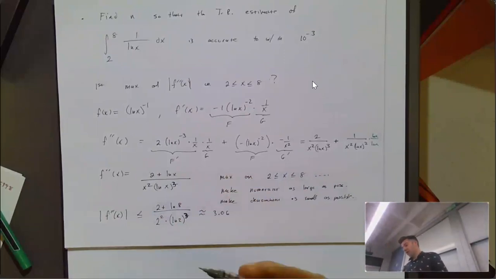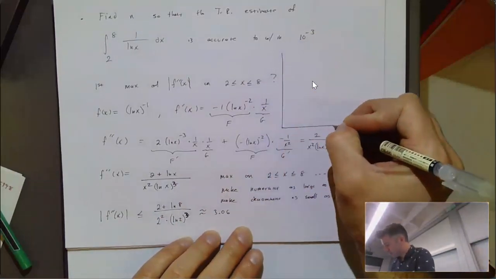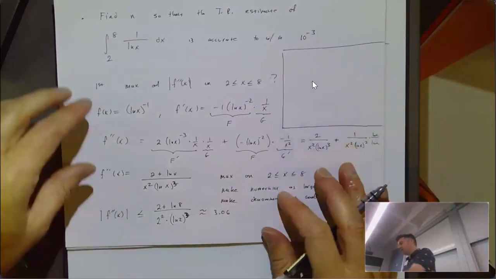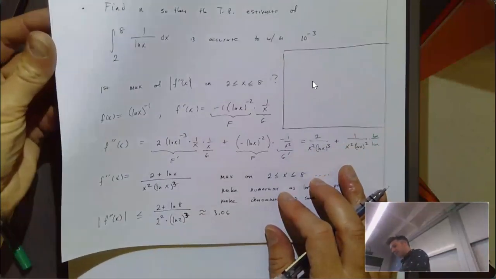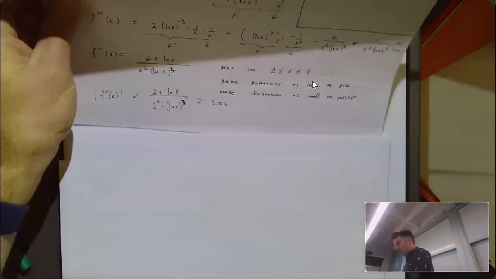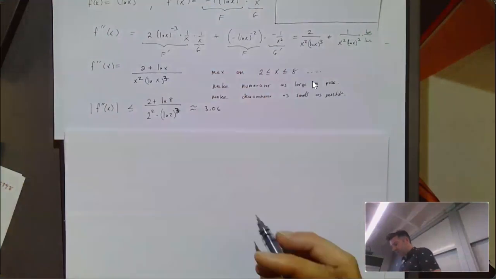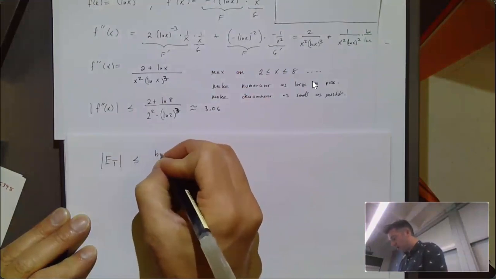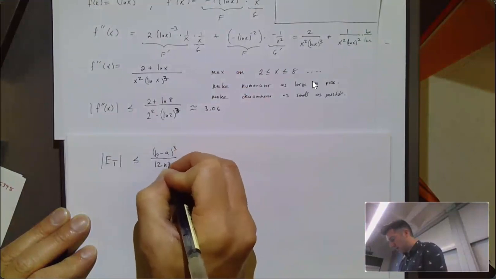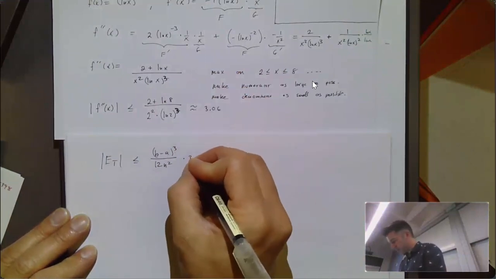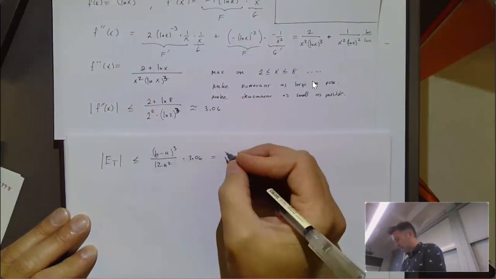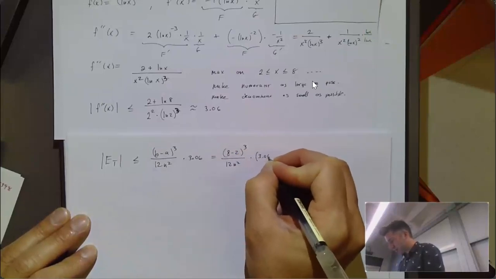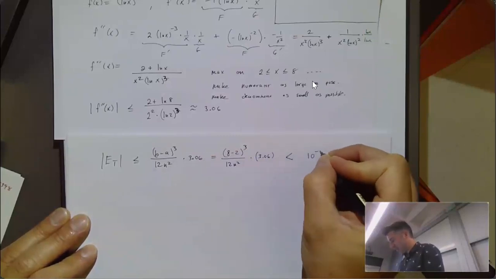So then we go back and actually go to the formula, right? So then we're going to say, okay, so our error using the trapezoid method, I was going to try and fit this in here. I feel like it's not really going to fit. I should just use more paper. It's okay. So then we want our error using the trapezoid method, but we know that's less than or equal to b minus a cubed over 12n squared times this thing we just found, which is equal to, well, our b minus a is 8 minus 2, times 3.06. And we want that to be less than our 10 to the negative third.